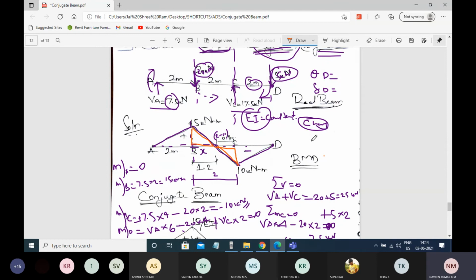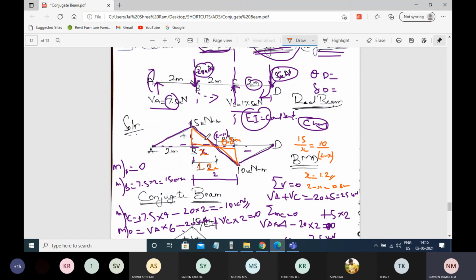By using the concept of similar triangles, you can find this x value and this 2 minus x value. So 15 by x and 10 by 2 minus x. If I simplify this, you get x equal to 1.2 meter. Then 2 minus x is 0.8 meter, so we got it over here: 0.8 meter here, and 1.2 meter here.